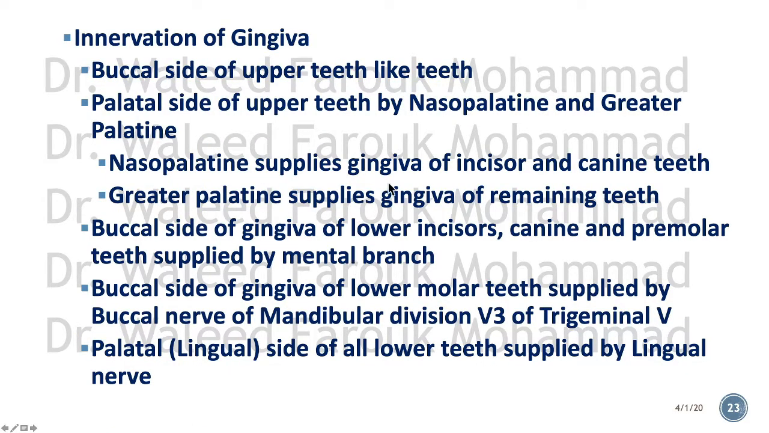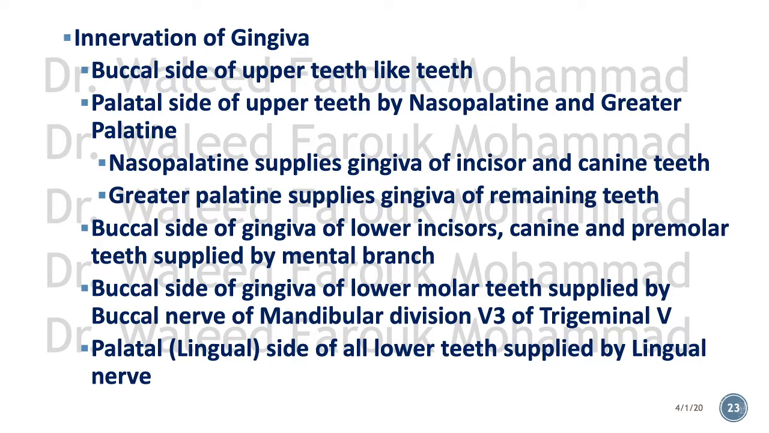Now, innervation of the gingiva, the last part. The buccal side of the upper teeth, like the teeth we said, with the anterior, middle, and posterior superior alveolar nerves. The buccal side, which is the vestibular side. The outer surface, outer side. The inner side, the palatal side of the upper teeth, is by the nasopalatine and greater palatine. The same story of the arteries.